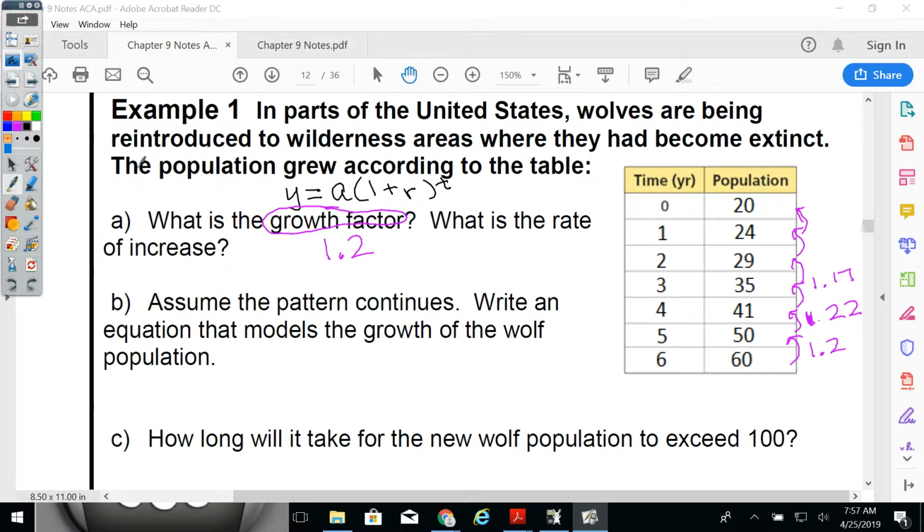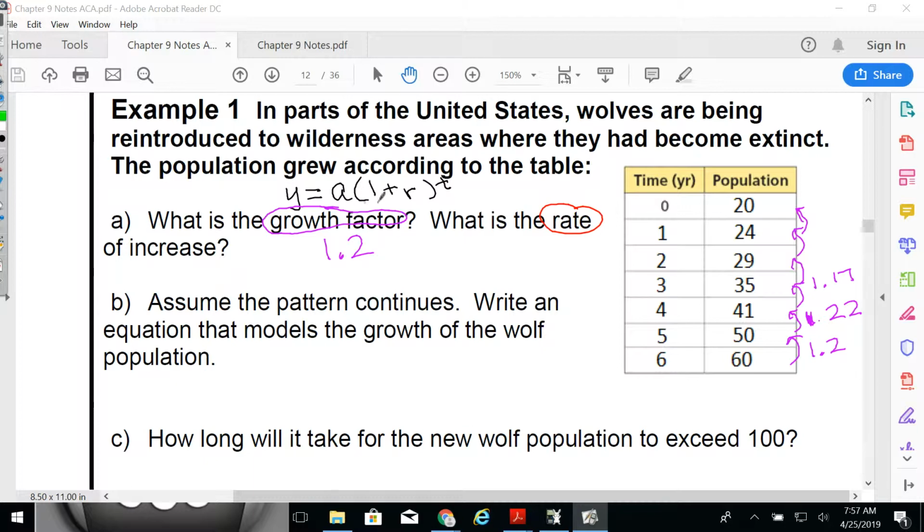So to find R, this part wants you to find the rate. To find R, you set the growth factor equal to the parenthesis part, 1 plus R, and you solve for R. So minus 1, minus 1. So this tells us that R equals 1.2 minus 1, which is just 0.2. And we want to convert that to a percentage. So if we multiply by 100, that's going to move the decimal place over twice, and it's a 20% rate of increase. So we're going to see the percent more on the next page where we do the word problems.